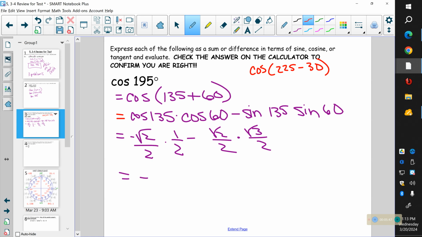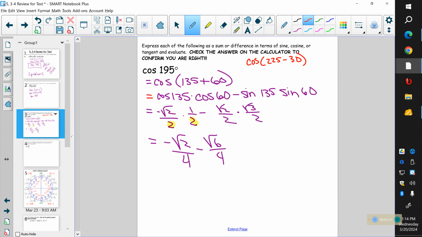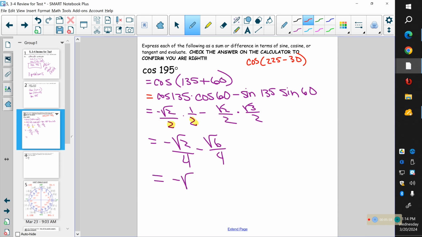Multiply them. Negative square root of 2 over 4. This is the common mistake. Don't make that mistake on the test tomorrow. Minus the square root of 6 over 4. And what is that going to give me? Negative square root of 2 minus the square root of 6 over 4. This is really slow today.